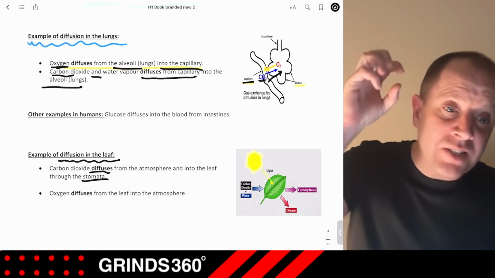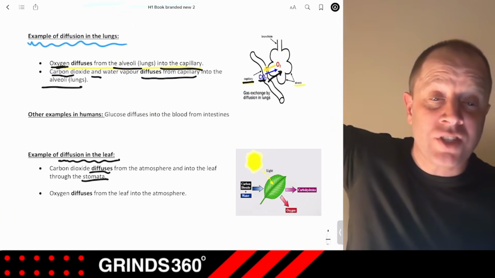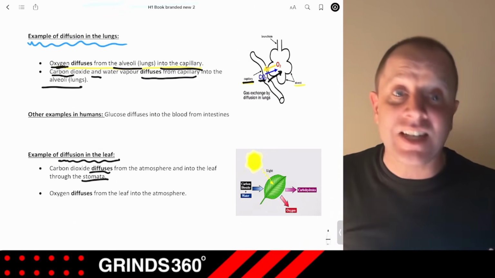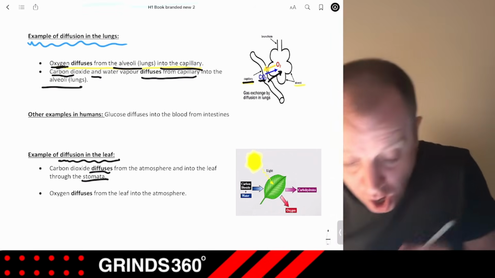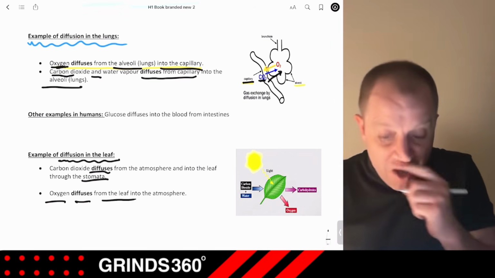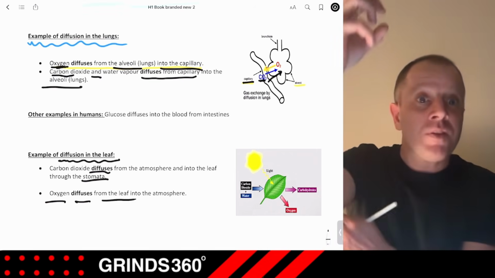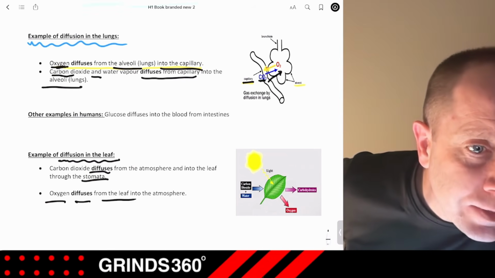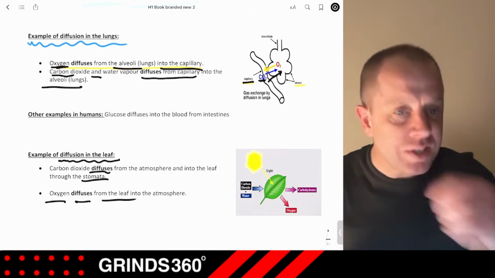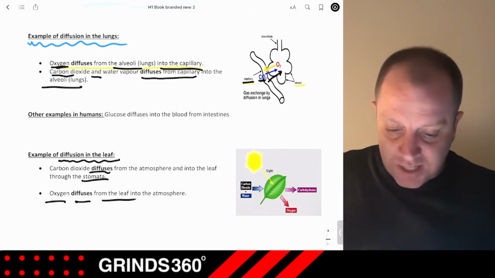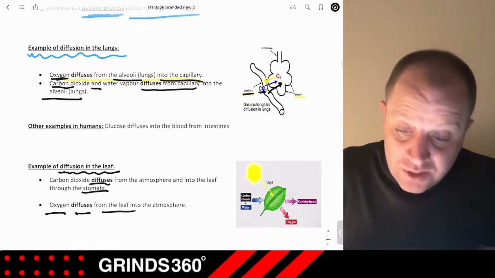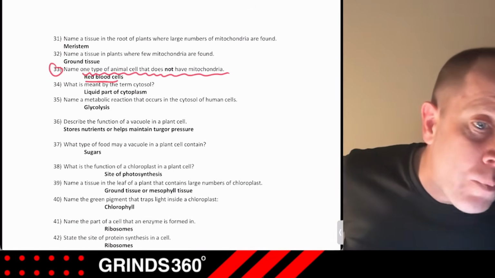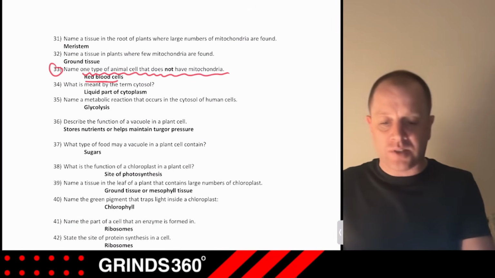The carbon dioxide is going from an area of higher concentration in the atmosphere to an area of lower concentration inside the leaf. Oxygen is diffusing the other way. Oxygen diffuses from the leaf out into the atmosphere. Brilliant. Yes, Claudia, you do need to know the definition of a semipermeable or selectively permeable membrane. So that's what you need to know about diffusion. Let's go and look at exam questions. Well done. The carbon in carbon dioxide is the carbon that forms glucose.